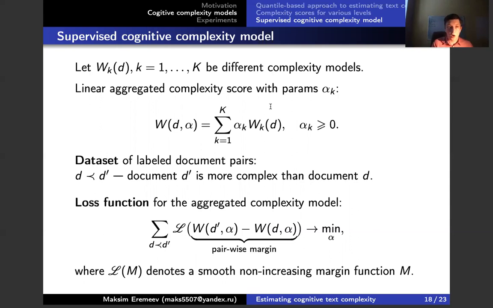Having a data set of document pairs labeled by which document of the pair is more complex than the other, the fitting task is pretty similar to the learning to rank problem. Therefore, we can use the sum of pairwise margins with a non-increasing margin function as our loss. Such a loss penalizes close values of two complexity scores. To avoid overfitting, we use the elastic net method of combining L1 and L2 regularization strategies.